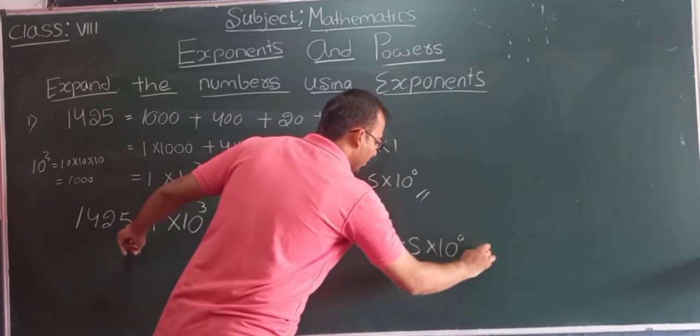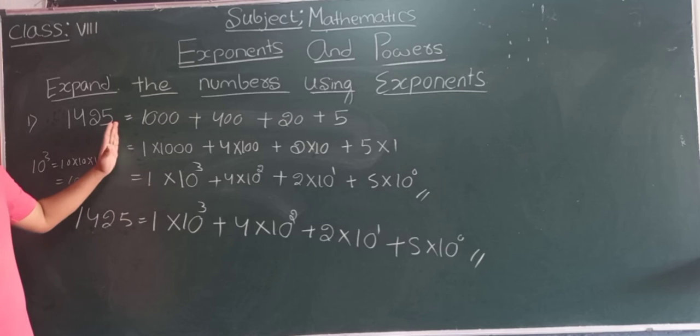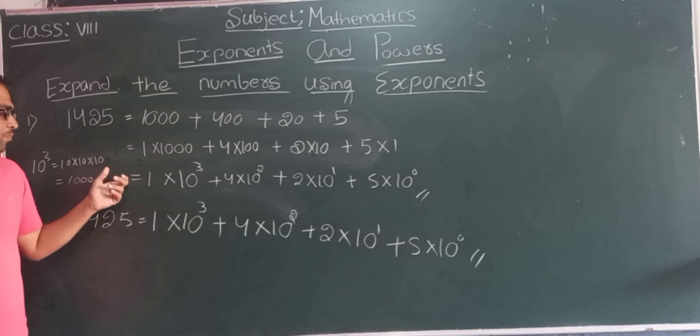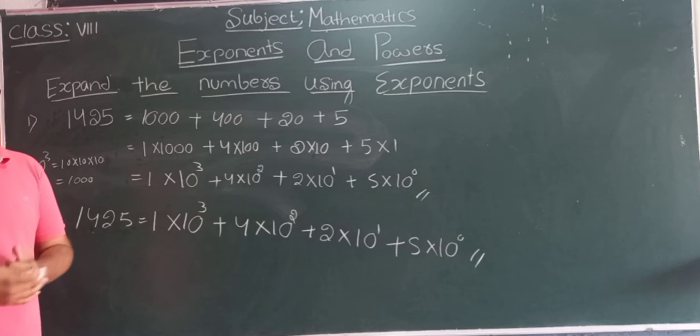So write 10 to the power 0. Okay, so this is an easy way. This I have told in detail. This is how you can expand any number using exponents.